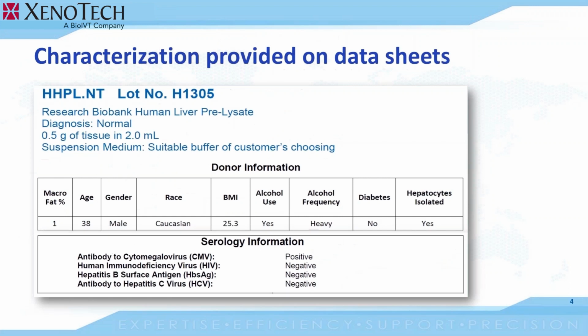Tissues in the bank are described by their demographic data, serology, and information on donors' health, such as BMI, body mass index, alcohol use, diabetes, and abundance of macrovesicular fat in the liver. Serology for HIV, hepatitis B, and hepatitis C are always negative. These are our acceptance criteria. Percent of macrovesicular fat is estimated from hematoxylin and eosin slides, which are routinely prepared for tissues that are considered or accepted into the biobank.